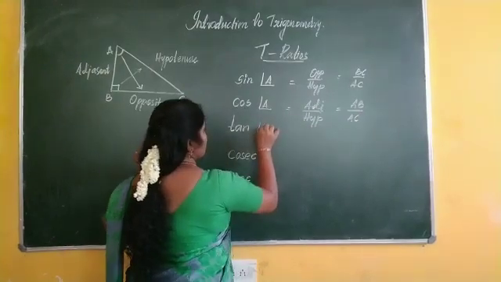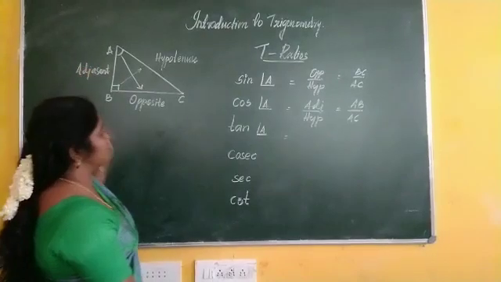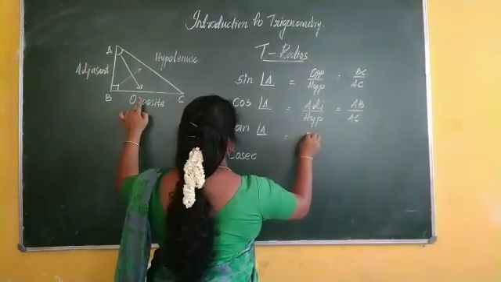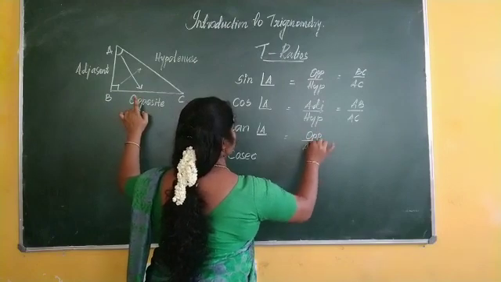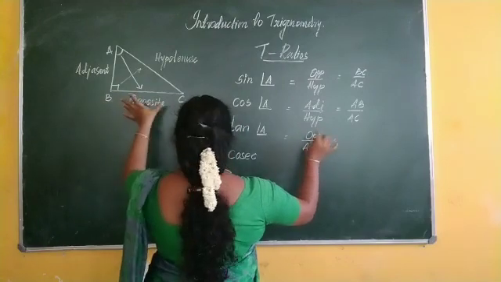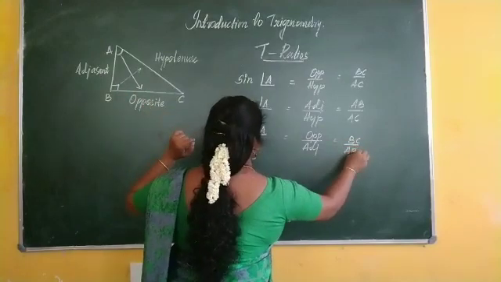When you want to calculate tan, that's nothing but opposite by adjacent. Opposite side is BC, opposite by adjacent. Opposite side is nothing but BC and adjacent is nothing but AB.